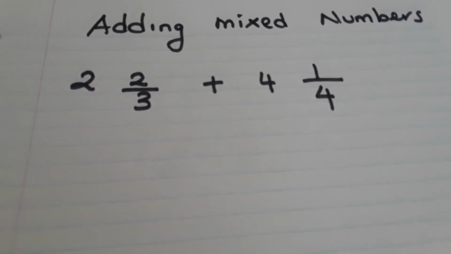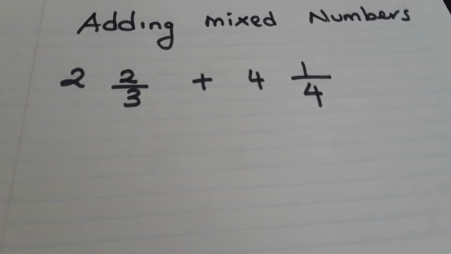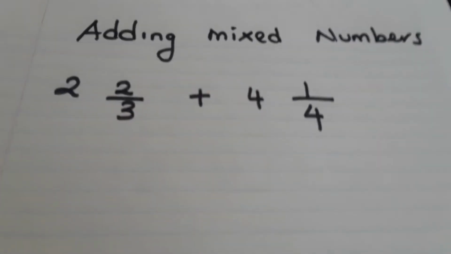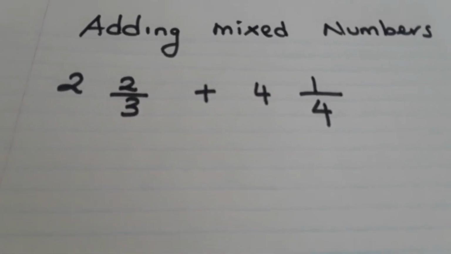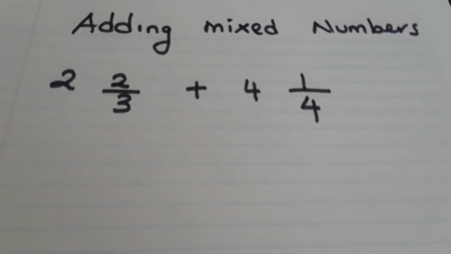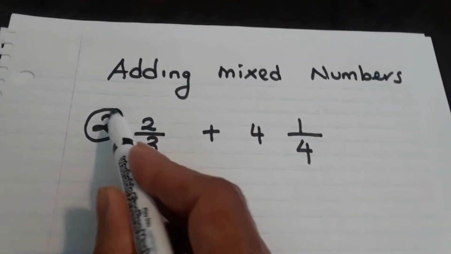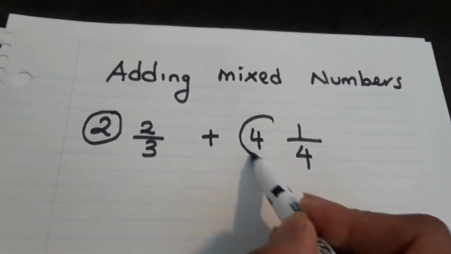Hi friends, today we're going to learn how to add mixed numbers. So let's look at this question. First, add whole numbers together. So here the whole number is 2 and here it is 4.